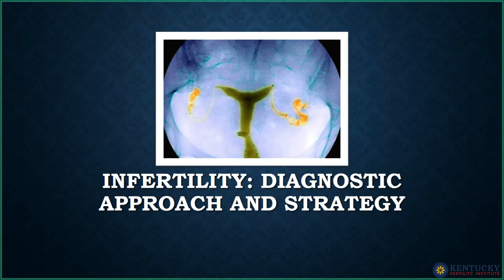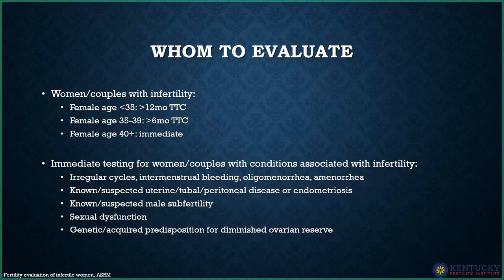And so with that background, we can talk about how we diagnose infertility. Just to revisit whom to evaluate, we've got our typical definitions: women under 35 at 12 months, over 35 at 6 months, and over 40 we'd love to see immediately. And then any women or couples that have identifiable risk factors associated with infertility, ranging from irregular cycles to suspected uterine or tubal disease, known history of endometriosis, risk factors for male subfertility, any sort of sexual dysfunction, other acquired risk factors for diminished ovarian reserve, or any sort of genetic risk factor. We don't want to make these couples wait a fixed amount of time just so they can clear that hurdle.